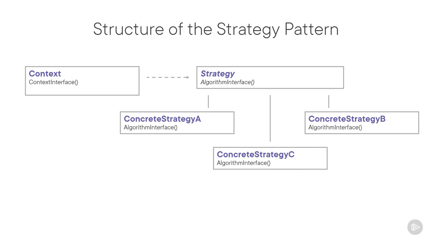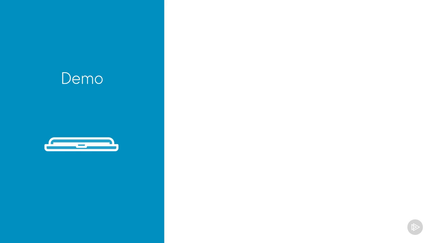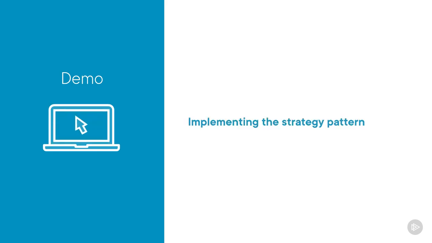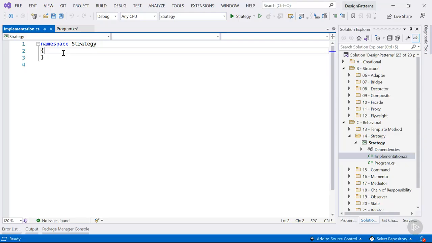And with that, we know about the pattern structure. Let's implement our real-life scenario next, and let's also implement a variation of it in the upcoming demo. Let's start with creating the strategy. That's our iExport service interface.